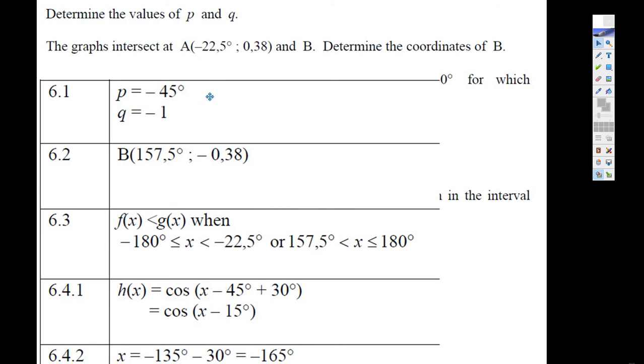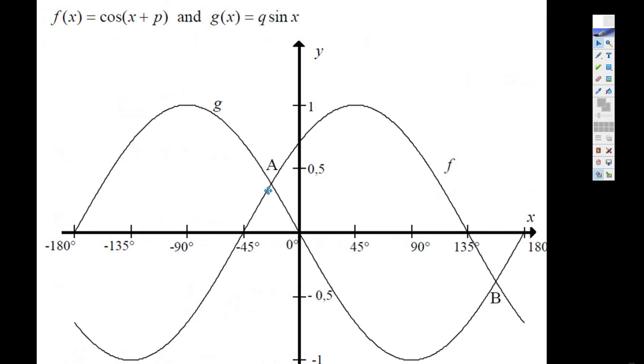The next question says, okay, if you know that this point A right here is minus 22 and a half, halfway in between here, and this is 0.38, what would this one be down here? Well, it's just a question of symmetry. Look at this little triangle thing here. If it's in the middle between minus 45 and 0, the middle of 135 and 180, add it, divide by 2, you get 157.5. That's the x value of B.